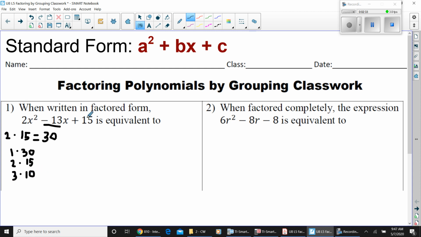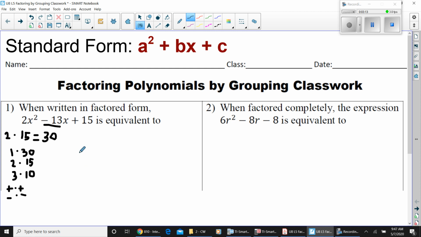All right, so you're talking about a positive 30 that you have to multiply to get. You have to go either positive times positive or negative times negative. Remember, you are multiplying to a positive 30, so it has to be those two. But you have to add or subtract to a negative 13, so it has to be negative and negative.